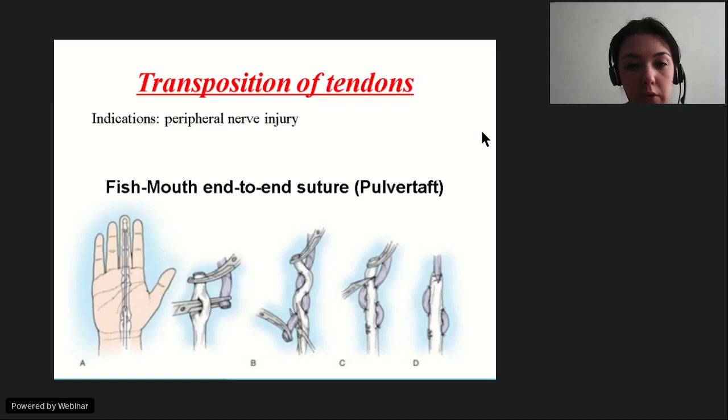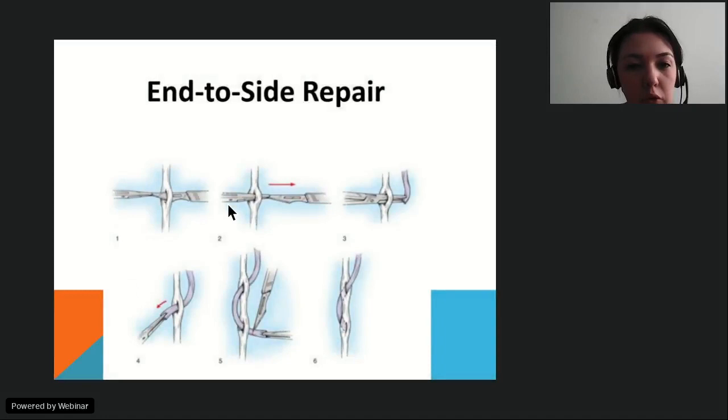How to do it? We create like a fish mouth. Yes, you can see end-to-end suture. So you see it really looks like a fish mouth. It is Pulvertaft method. Or there is also end-to-side repair. So we stitch not end to end, but end-to-side. Anyway, we stitch the tendon of the muscle that doesn't have nerve supply to the tendon of the muscle that has it. And then contraction of this muscle is caused by contraction of the muscle where we stitched the tendon.